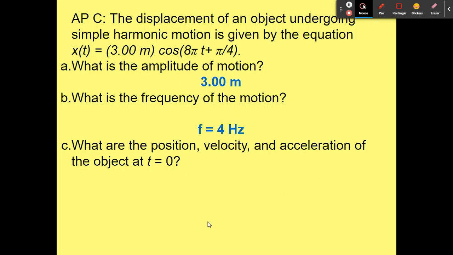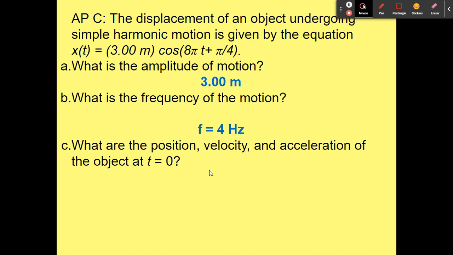So if we were to take a look at an example, the displacement of an object undergoing simple harmonic motion is given by the equation x as a function of time is 3 cosine(8 pi t plus pi over 4), so that's that phase angle, you remember. Amplitude is just going to be whatever is in front of the cosine, so we know that that's going to be 3 meters. Frequency: this is omega, and omega is equal to 2 pi f. So if we divide by 2 pi, that gives us 4 hertz.